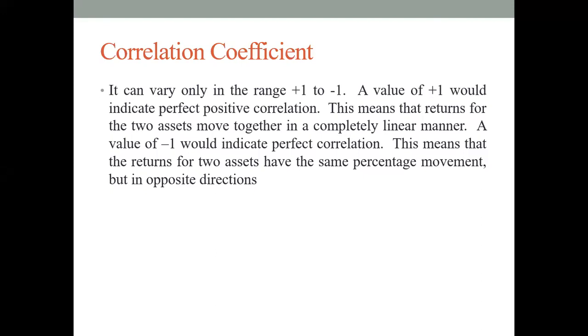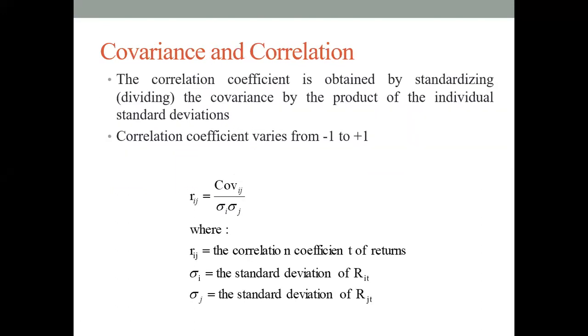Zero means there is no correlation. Even that can be verified through a chart. I will show you later. So that is the relationship between covariance and correlation.